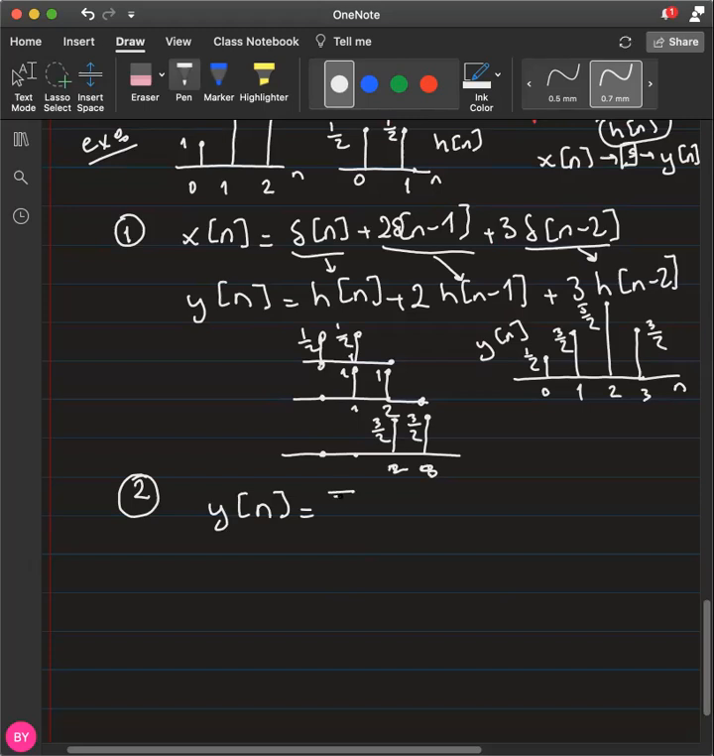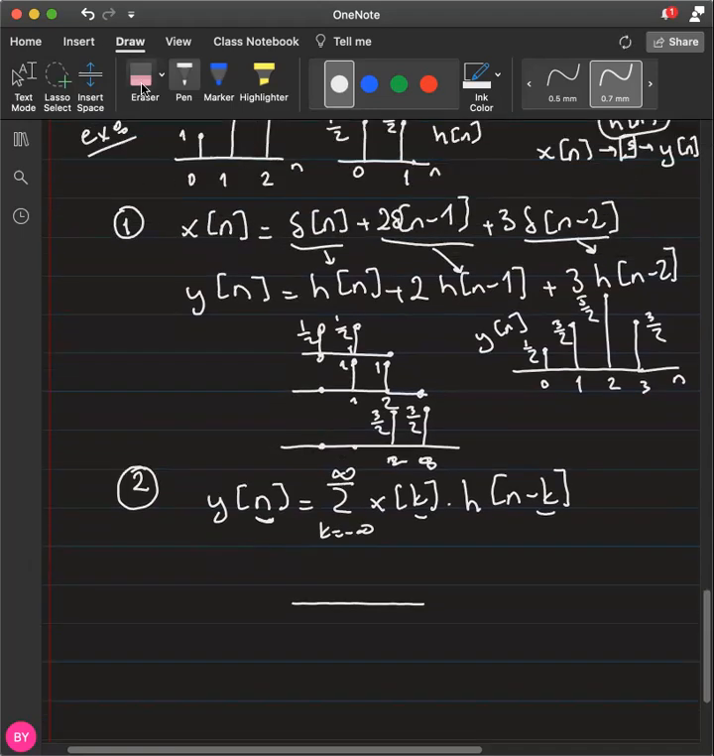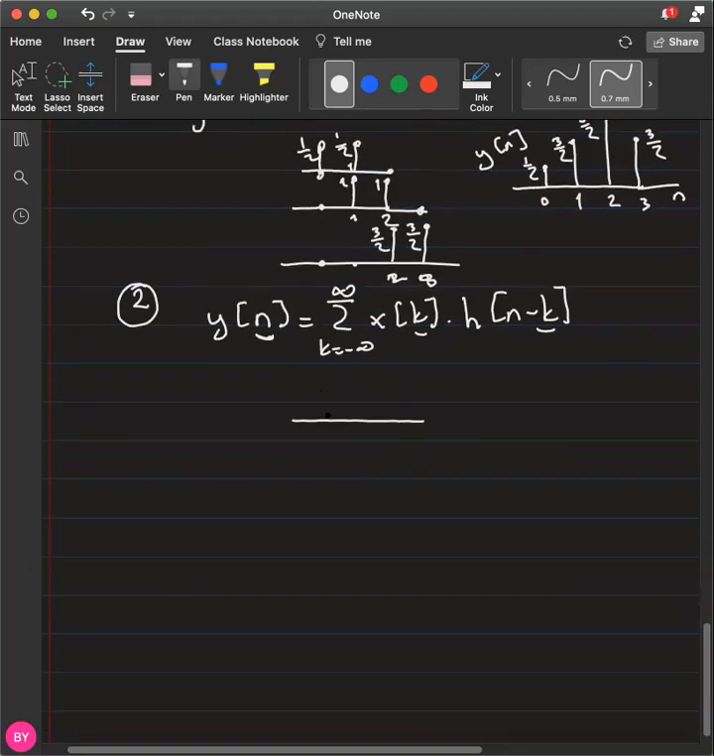Now let me write the convolution sum formulation again. X of k times h of n minus k. Okay, so this is my output variable. These are my summation variables, okay? Summation variables. So how do I start solving the question? I start solving the question by plotting my x of n. How was it? 1, 2, and 3. This is 0, 1, and 2.